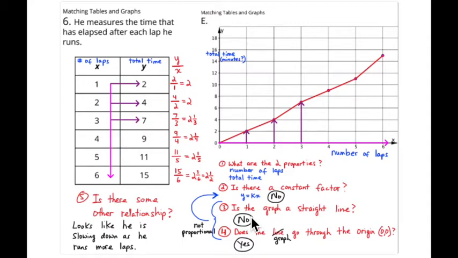The graph is not a straight line. And even though the graph goes through the origin, 0, 0, it's not a proportional relationship. And so it looks like he is slowing down as he runs more laps.